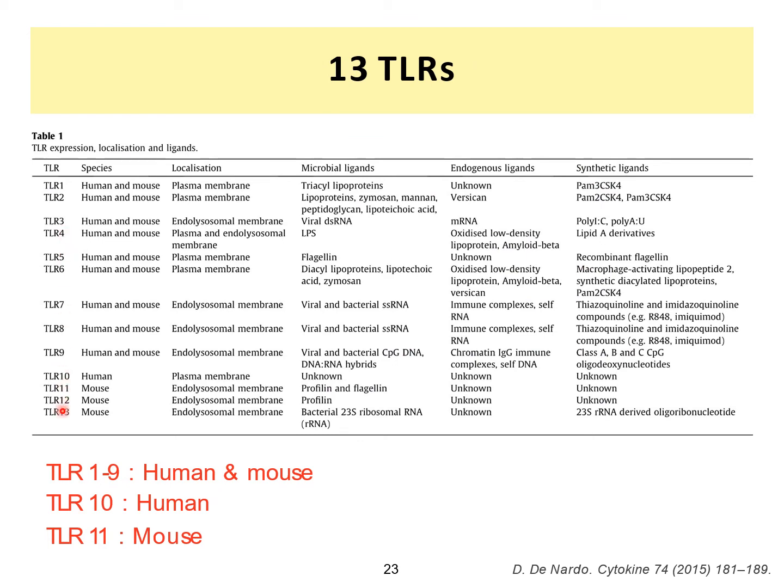Thirteen types of TLRs are recognized. TLR 1 to 9 are expressed in humans and mouse, 10 is specific to humans, and 11 to 13 are present in mouse. You can see the localization of these various proteins and the microbial, endogenous and synthetic ligands for these TLRs. So just know that there are 13 types of toll-like receptors.